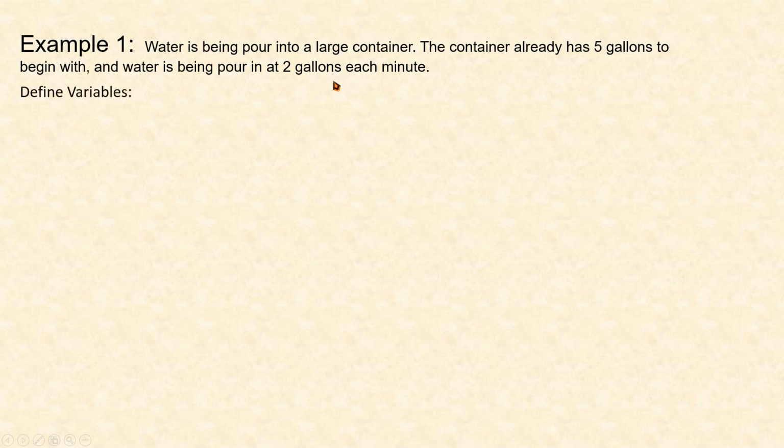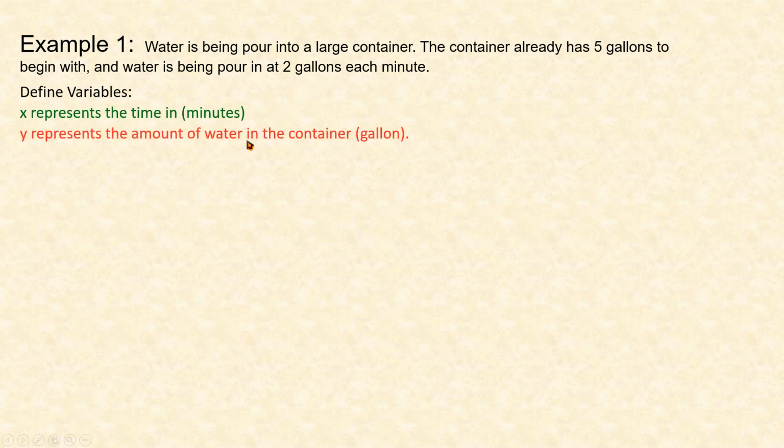Okay, so let's define our variables. There are two variables in this problem. So x represents the time in minutes, and y represents the amount of water in the container, which would be the gallon. And then the equation, of course, is going to be y is equal to 2x plus 5. I think that would be very basic for you guys at this point. Okay, 2x because 2 gallons each minute, and the 5 is because it already started with 5.